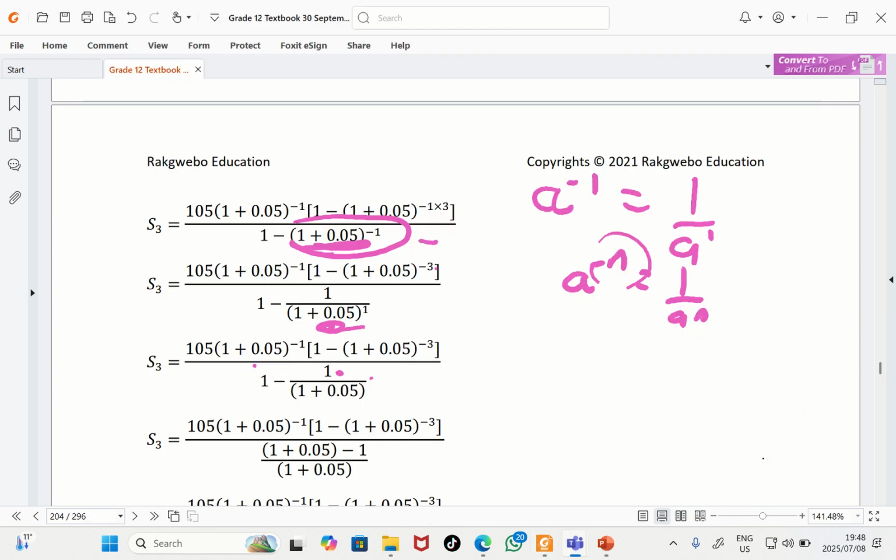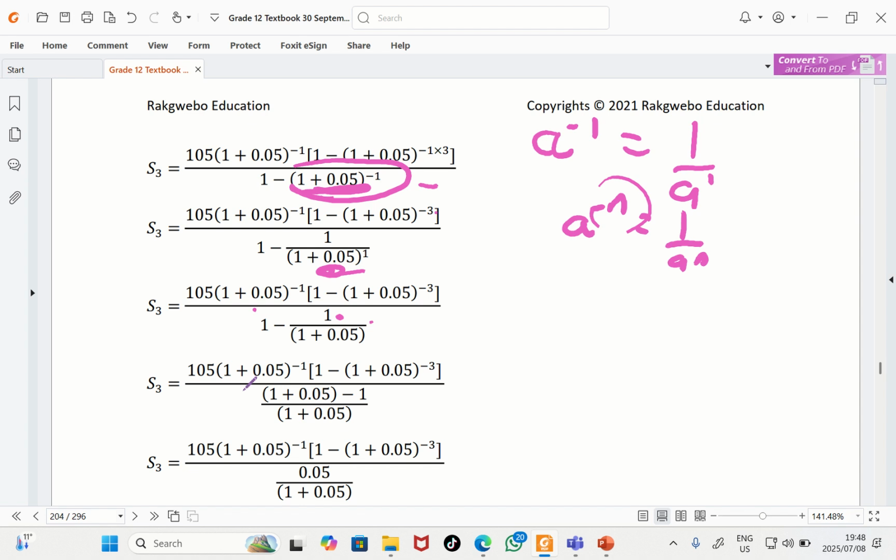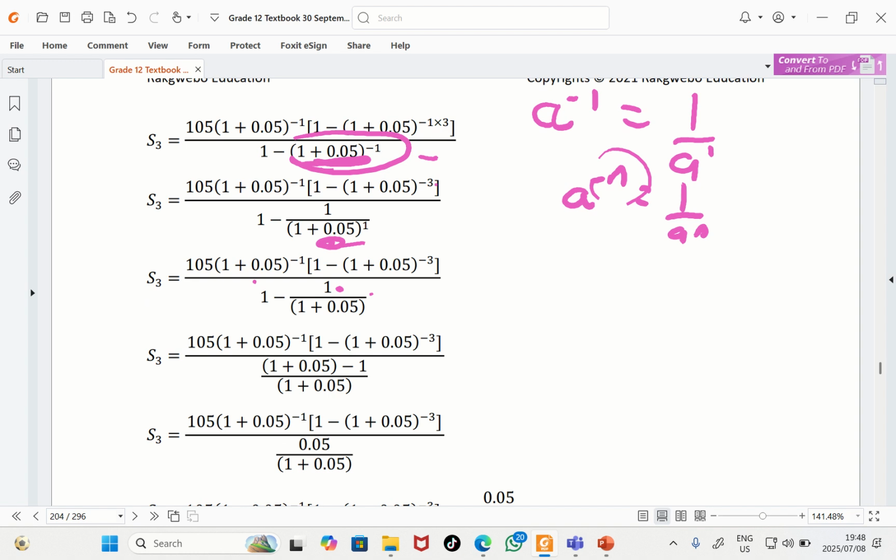Then from here, I work this thing out. It's just 1 plus 0.05 minus 1. This 1 will minus that 1 over there, and I'll be left with 0.05. Yes, that's fine. This is where we add now. Then the next step I want to take is this.